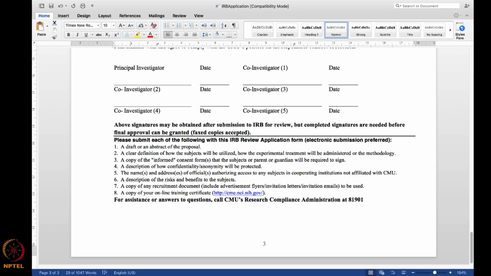And if you're a researcher, the conferences and journals have started asking this regularly now, that you have to present your IRB approval documents to the conference and journal for them to actually accept your paper. I hope that gives you a sense about what an IRB application is.